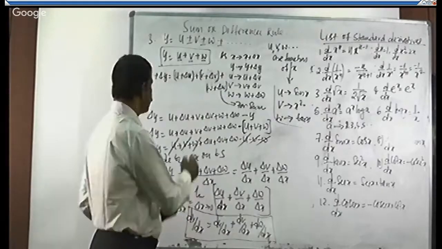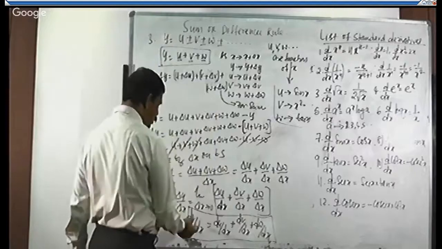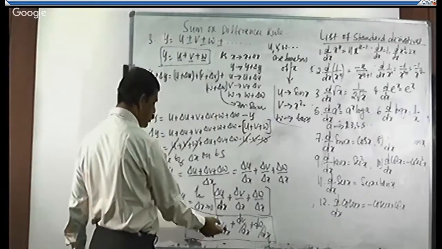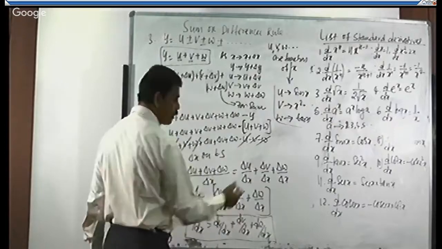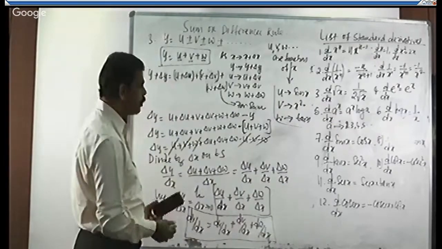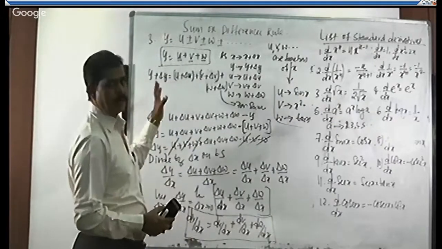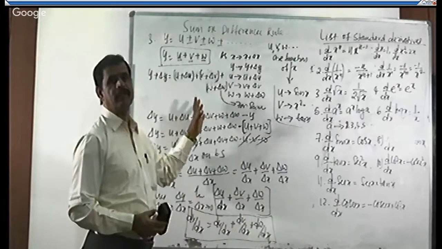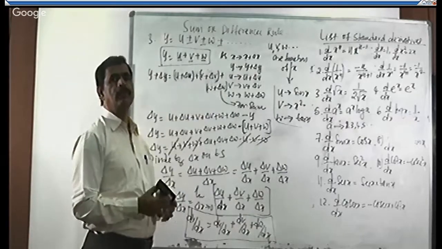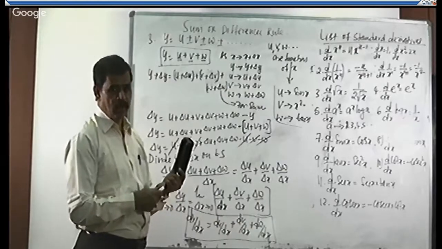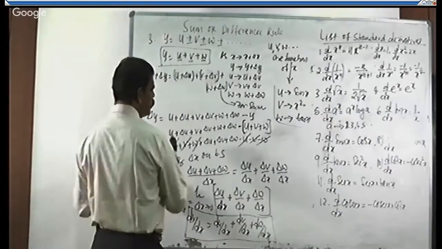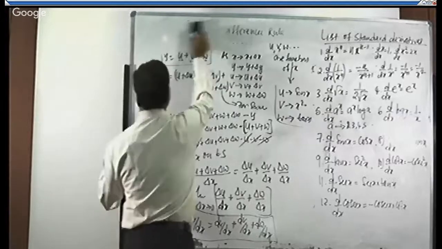Or if I take minus here, what you will get? dy by dx is equal to du by dx minus dv by dx minus dw by dx. Right? This is called what? Sum rule. Same way we can extend this to product rule as well as quotient rule.